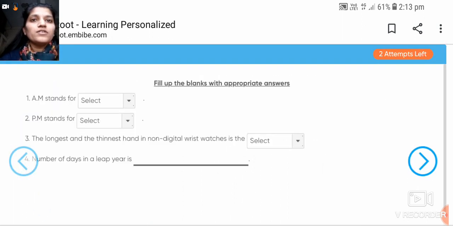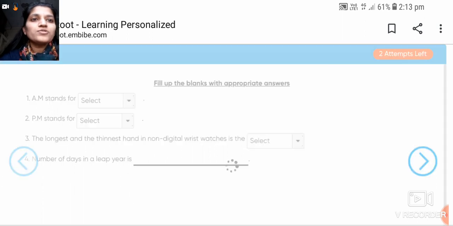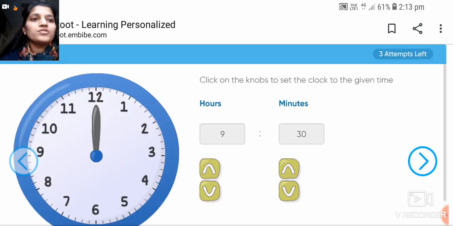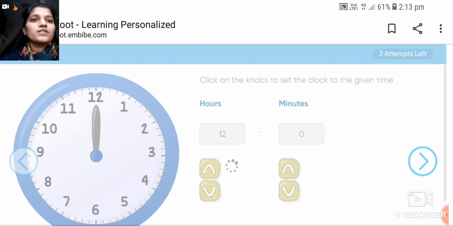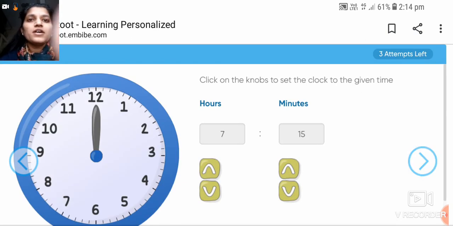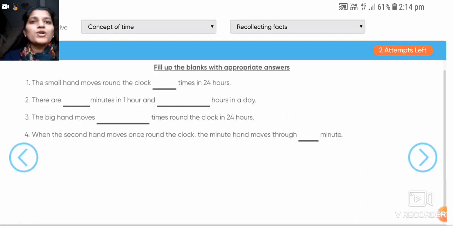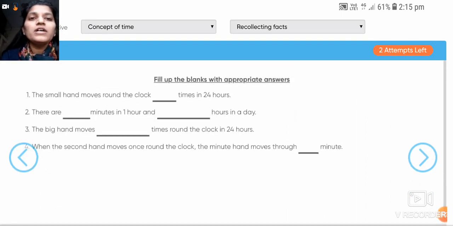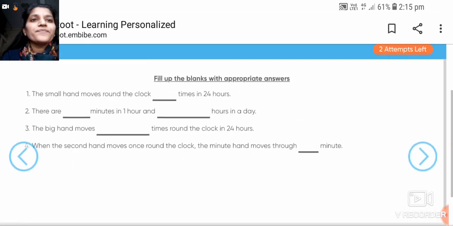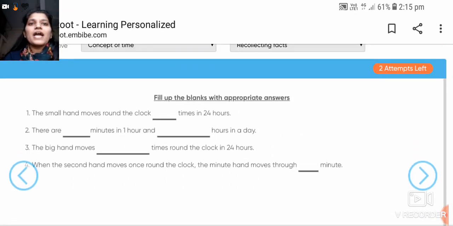Fill in the blanks are also there, so let's solve this also. We'll solve some questions from this. So students, now let's solve this type of example also. We will fill the blanks. Okay, yes, the small hand moves round the clock dash times in 24 hours.